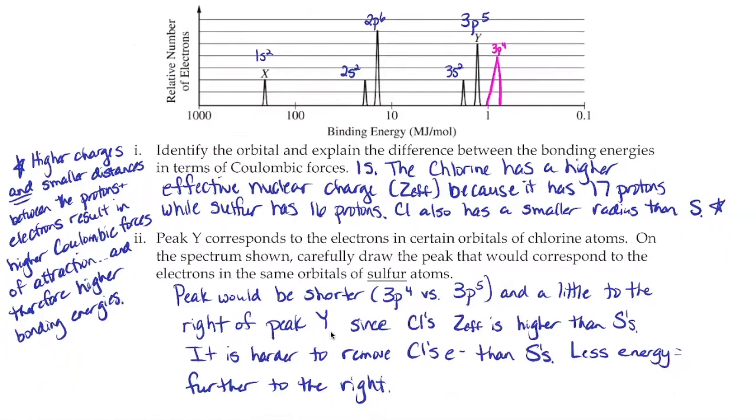We're looking for relative number of electrons. And chlorine, since it has a higher number of protons, higher effective nuclear charge, it can hang on to its electrons a little bit stronger than sulfur can. And so sulfur's outermost electrons would be a little bit easier to remove. And so we put the peak a little bit further to the right of that peak Y that was drawn in there.